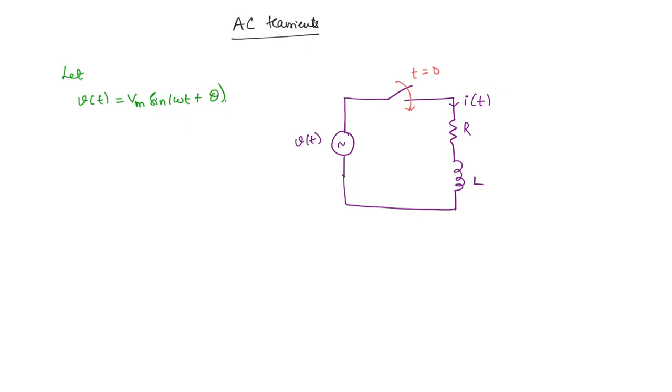Okay. Now if you write the KVL, then what will you get? V of t is equal to R I of t plus L di by dt. Okay. So here you can use the Laplace equation as well as normal differential equation. We will do by the differential equation method. The Laplace transform method, it will become a little lengthy, confusing.